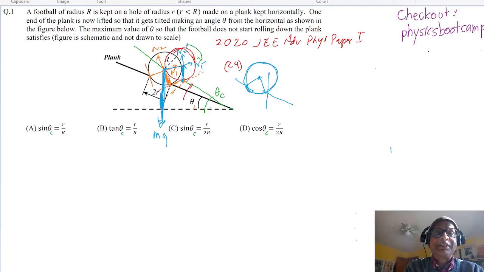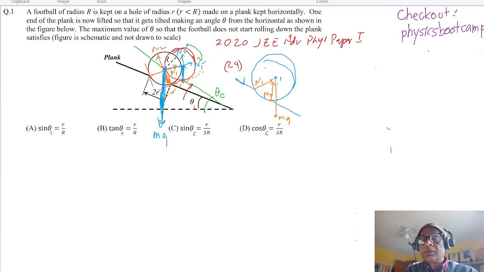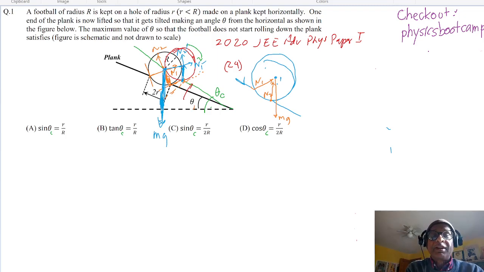This is not the correct figure. Actually, I should draw the figure more properly. Let me pause this and draw the figure more properly, okay? Okay, so now I've drawn the figure properly. So the mg is to the right of this point, and if you place the ball at that angle, it will immediately start to roll. So that angle is what we want.